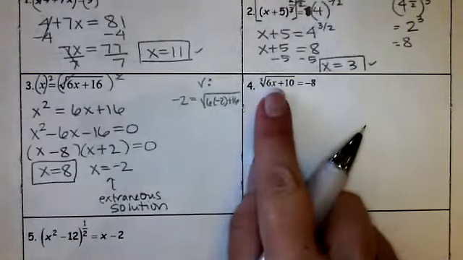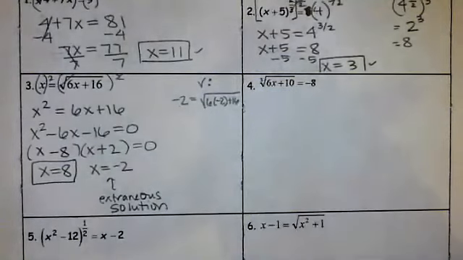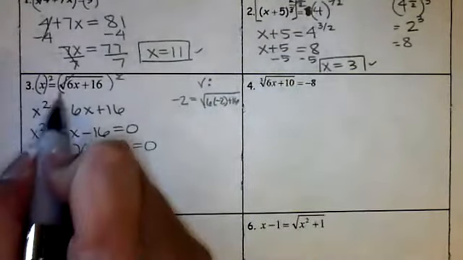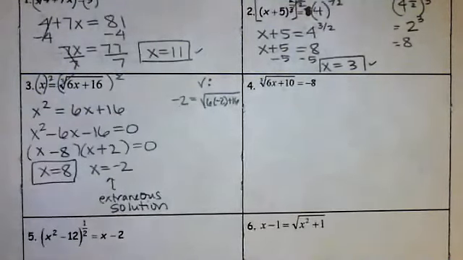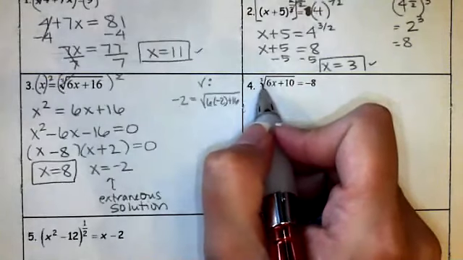All right, our next one: the cube root of 6x plus 10 equals negative 8. With the square root, there's no index written there, so it's a 2. When there's nothing written there, we know it's a 2. This one has a 3.